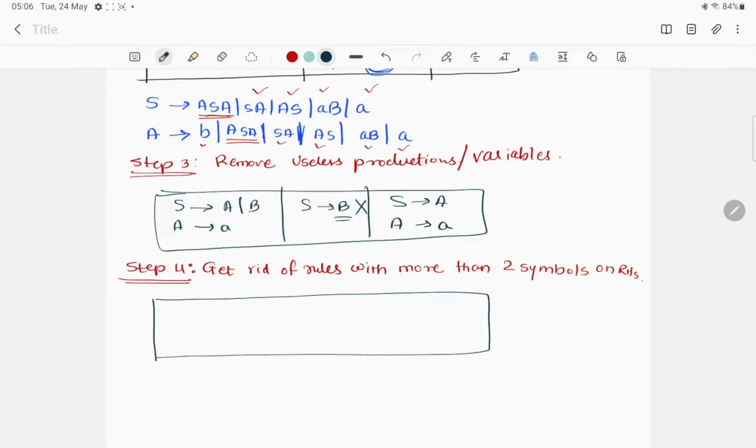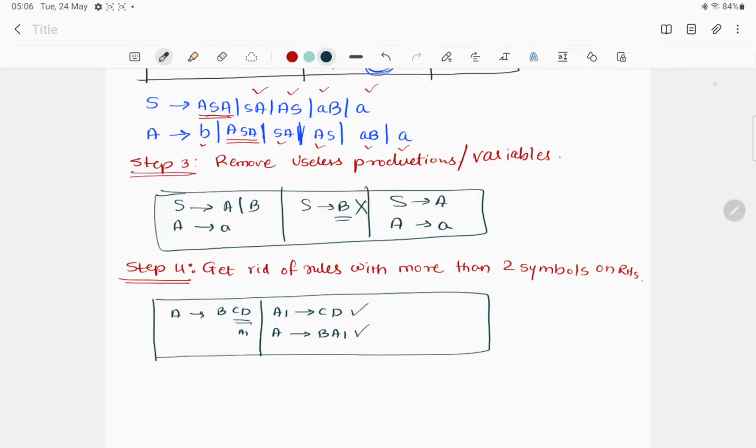Suppose in this case I have A giving BCD. So how do I do that? To remove this and break it into two pieces, or to have a rule of size 2, I can say this CD I keep together in another rule, say for example A1. So I can say A1 is equal to CD, and now in place of CD I can say A1. So A is giving B A1. So this way I have now two rules which are both of size 2. The same logic I am applying on the grammar.